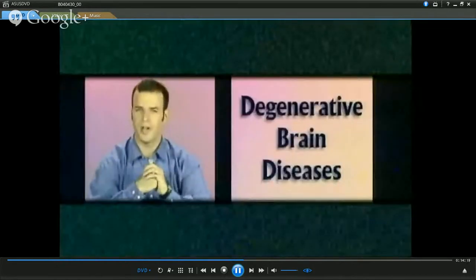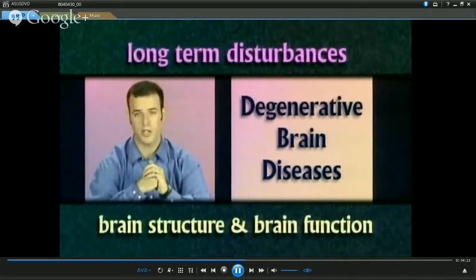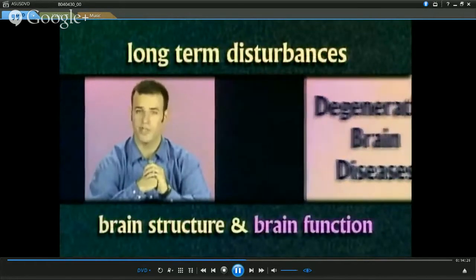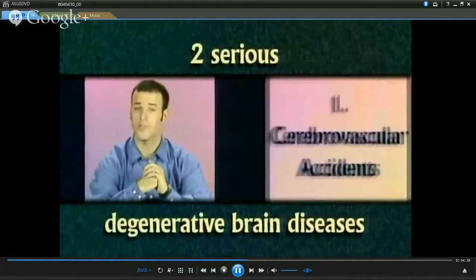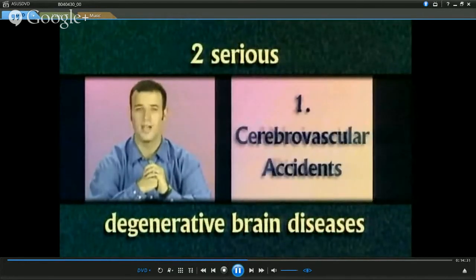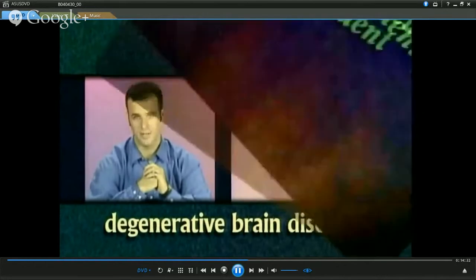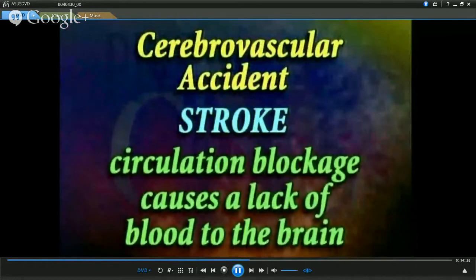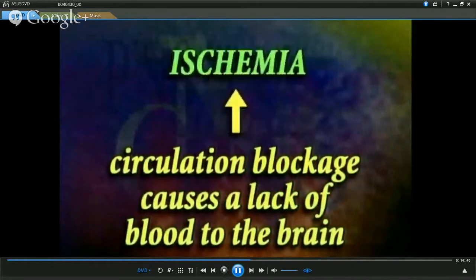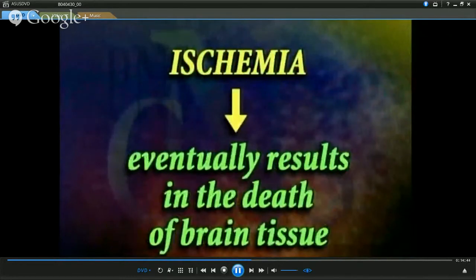You should also be aware of a number of degenerative brain diseases, which are long-term disturbances in brain structure and brain function. Two serious degenerative brain diseases are cerebrovascular accidents and Alzheimer's disease. Cerebrovascular accident is another word for stroke, or when a circulation blockage causes a lack of blood to the brain. This results in a condition called ischemia. Ischemia eventually results in the death of brain tissue.